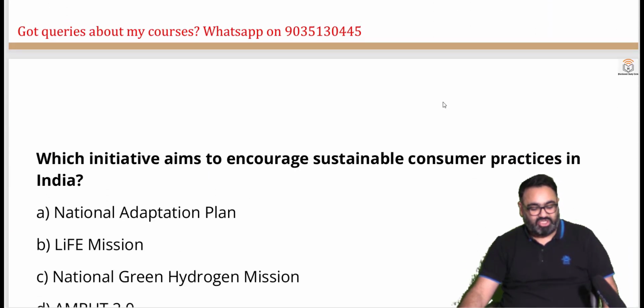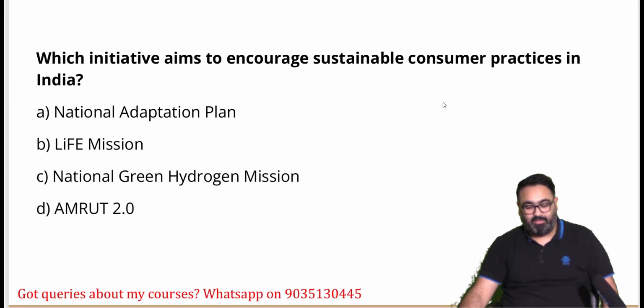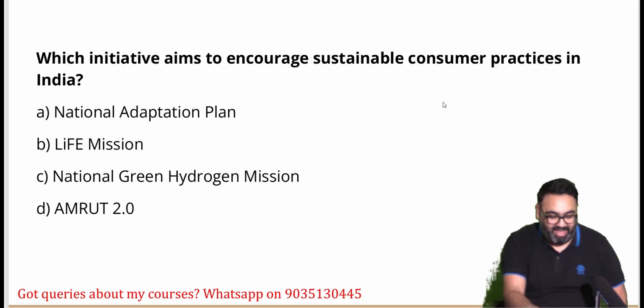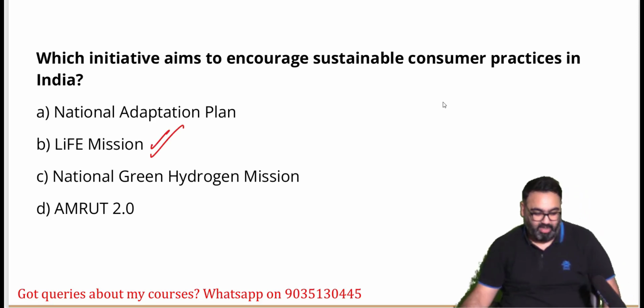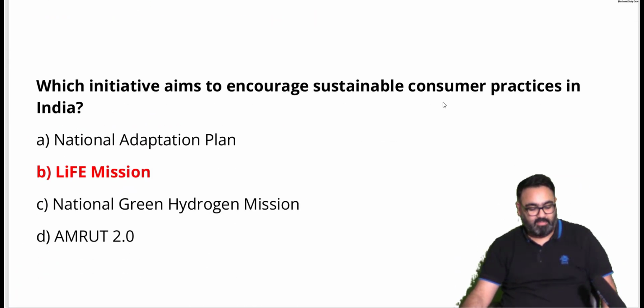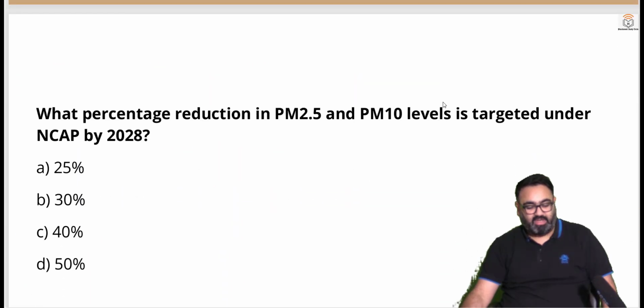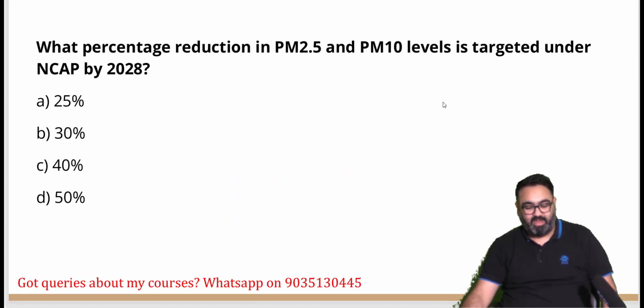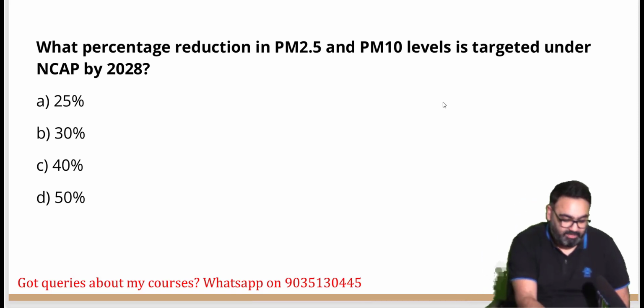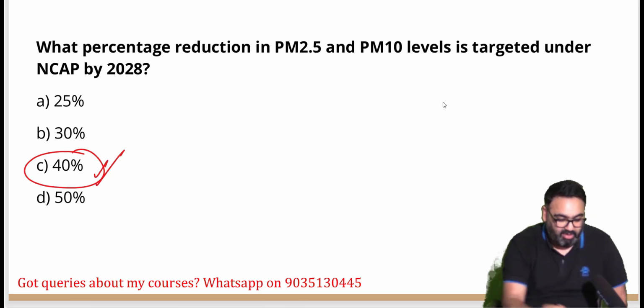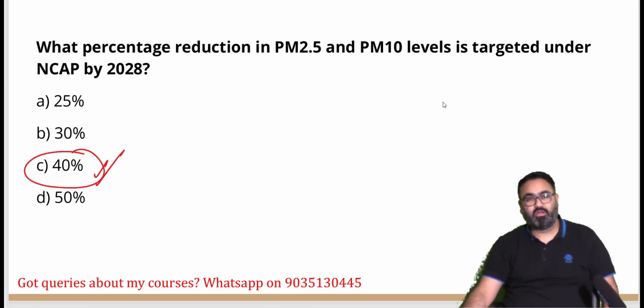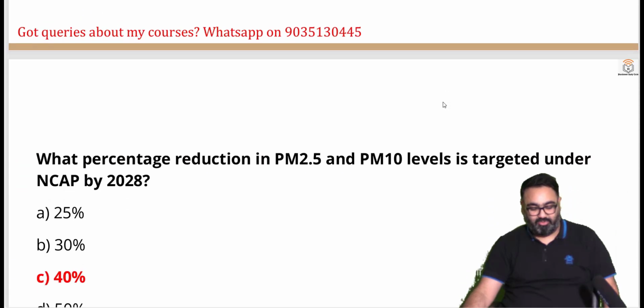Next, what initiative aims to encourage sustainable consumer practices in India? We just discussed this in detail. It is the LiFE mission introduced by India in 2021 for the entire world. The last one, what percentage reduction in PM2.5 and PM10 levels is targeted under NCAP, the National Clean Air Program, by 2028? We just discussed, 40% is the target that we are hoping for. All this information is important from your prelims examination point of view.